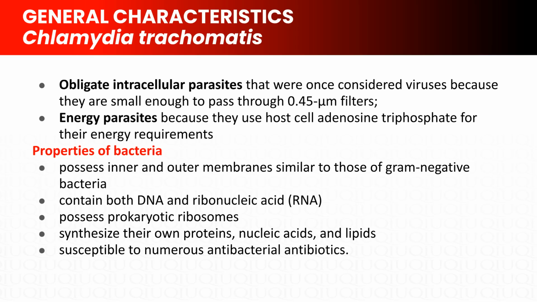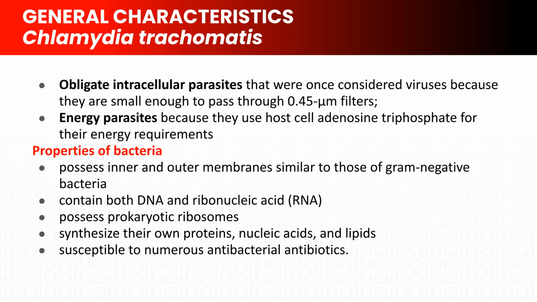Chlamydia trachomatis is a fascinating organism that occupies a unique position between bacteria and viruses. Chlamydiae are obligate intracellular parasites, meaning they absolutely must live inside host cells to survive and reproduce. They cannot generate their own energy and are completely dependent on the host cell for adenosine triphosphate. This is why we call them energy parasites. They essentially steal ATP from the host cell to power their own metabolic processes.